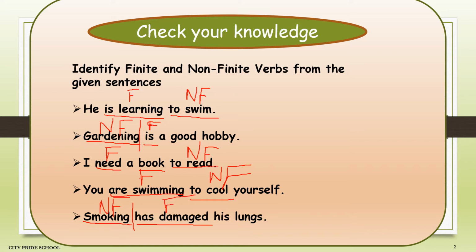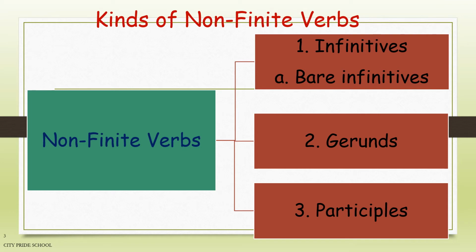I hope this exercise has helped you recollect finite and non-finite verbs. Non-finite verbs are of three types: infinitives, gerunds, and participles. Now, what are infinitives? Infinitives are the root form of the verbs preceded by to. And when we remove this to before the root form of the verb, they form their infinitives. We will study all these three in detail.